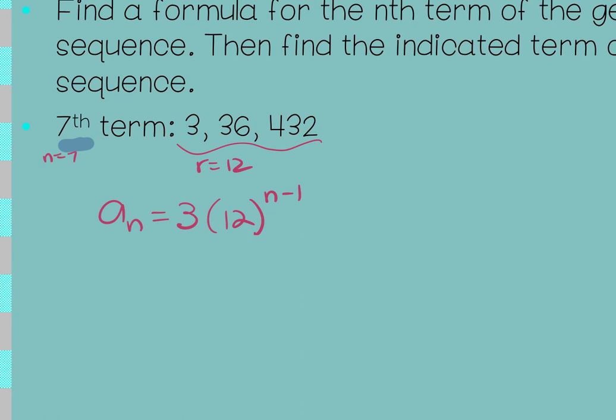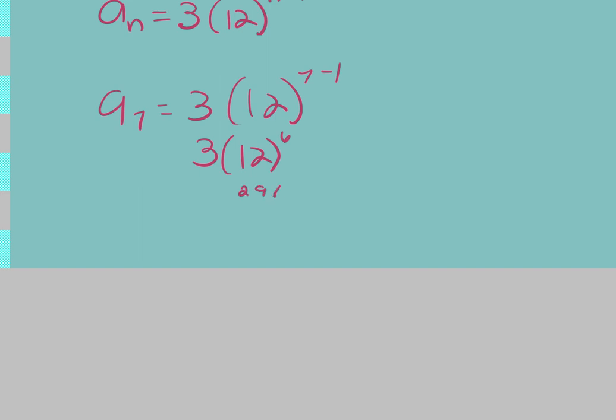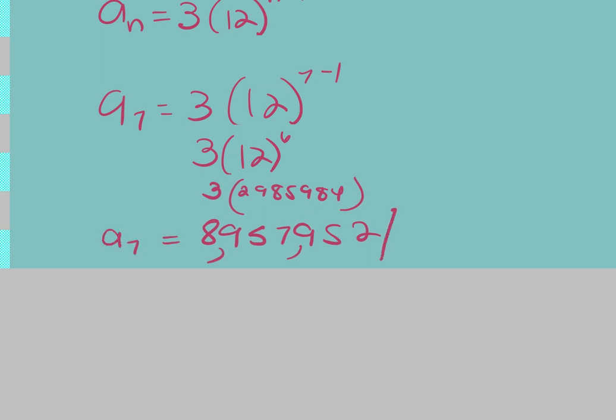Now be careful because the n minus 1 is only on the 12. You don't multiply 3 times 12 and then raise it to the power. You're raising it to the power and then multiplying. So if I want to find the 7th term, it would be 3 times 12 to the 7 minus 1, or 3 times 12 to the 6th power. Not something I expect you to do without a calculator. 12 to the 6th is 2,985,984, times 3 is 8,957,952.